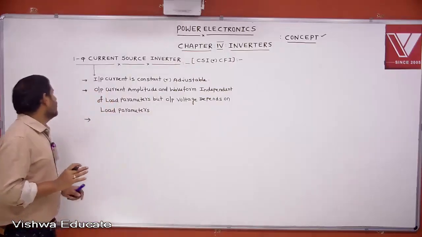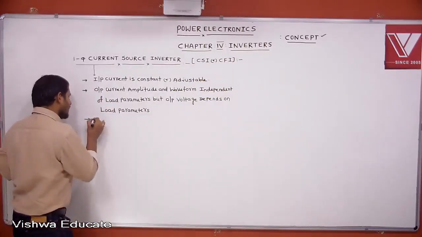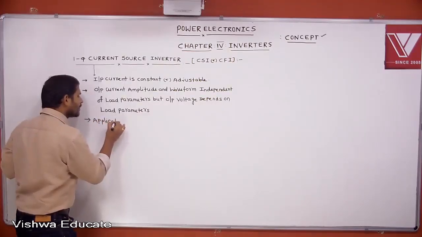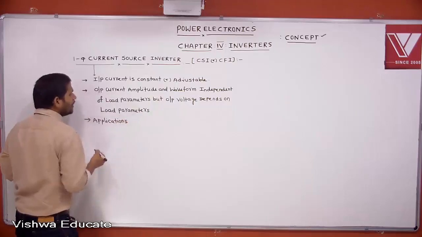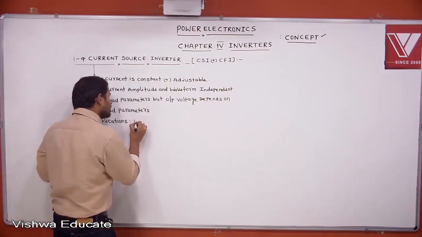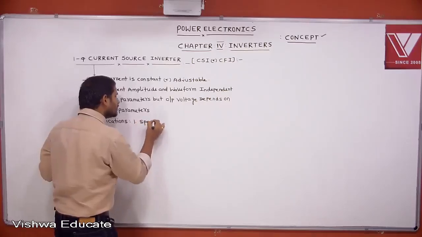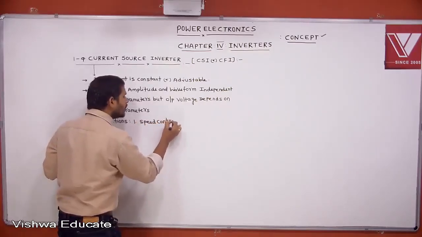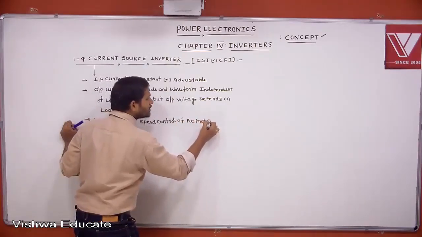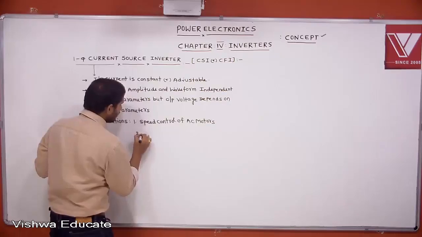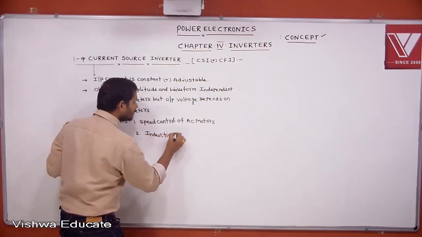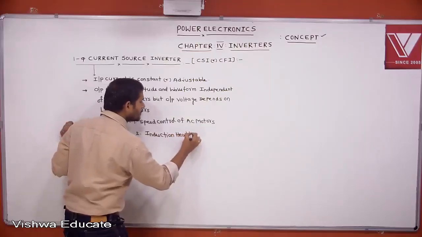Then what are the applications of this CSI, current source inverters? So many applications are there. One is speed control of AC motors. Then used in induction heating.